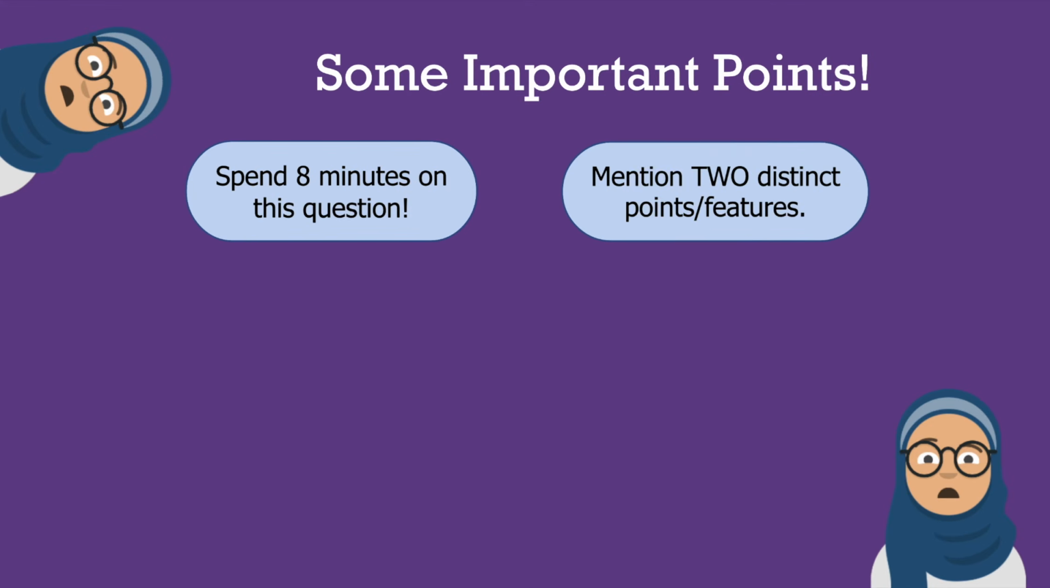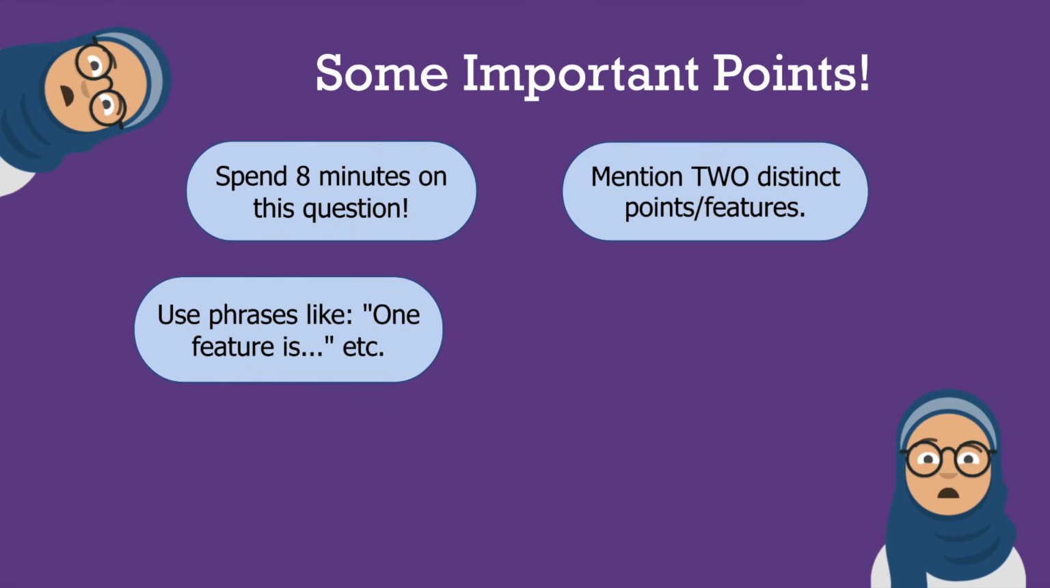Number 2, mention 2 distinct points or features, which I just said right now as well. Use phrases like one feature is, another feature is that, on the other hand, etc. Examiners like this because it clearly shows that you know how to distinguish between your different features and you have a good structure in your answer. And you're not just throwing in points wherever you remember them. You are actually structuring your answer and using these transitional phrases.